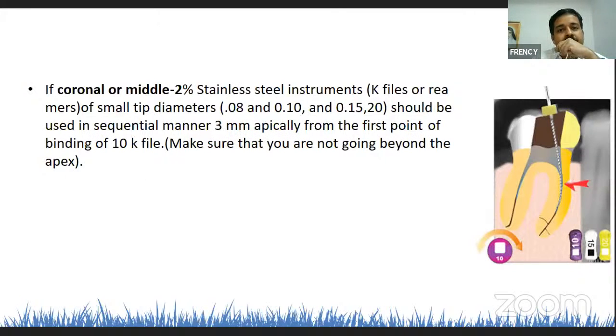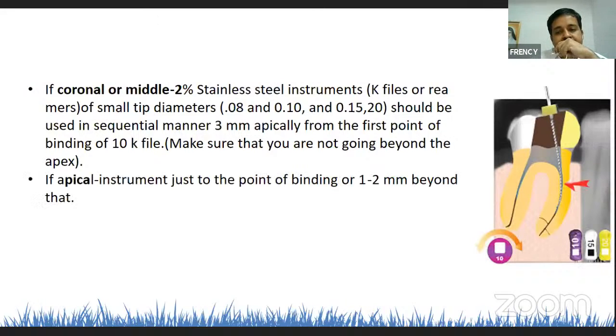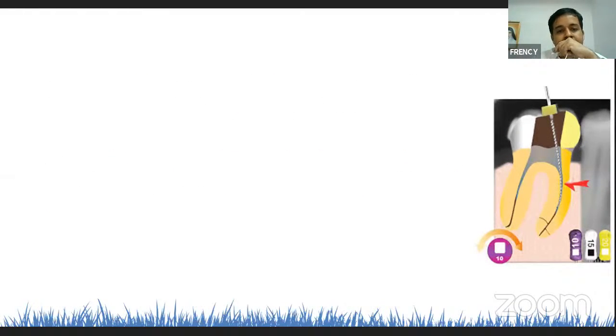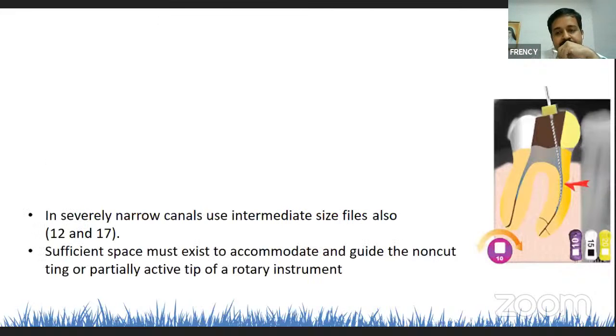After that, if you find some point of binding, 8, 10, 15 and 20 files should be used in a sequential manner, 3 to 2 millimeter from the first point of binding of the 10K file. Always make sure that you are not going beyond the apex. If it is an apical third point of binding, make sure you use this file technique only 1 to 2 millimeter beyond that. In very severely narrow canals, you can use an intermediate size file.